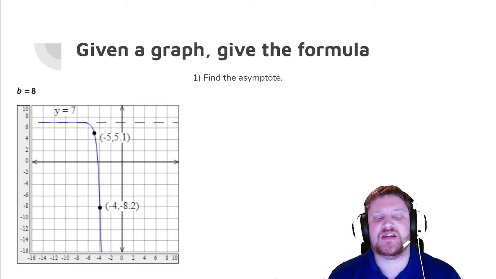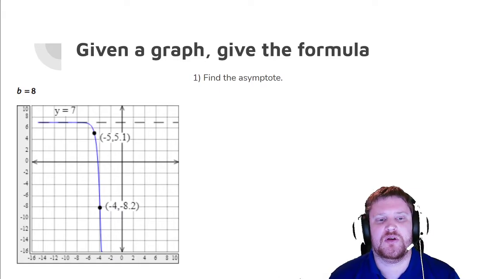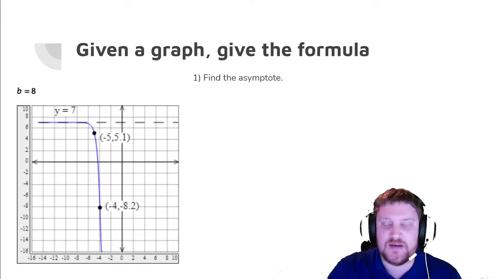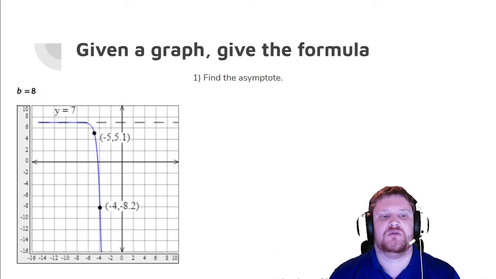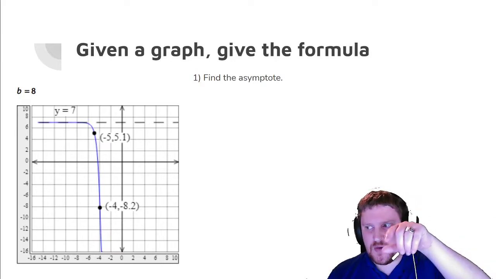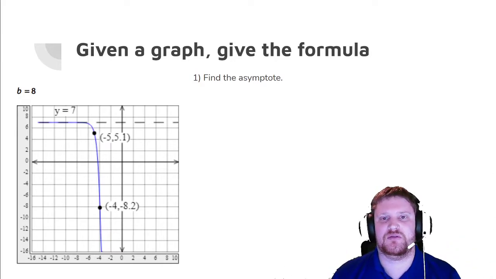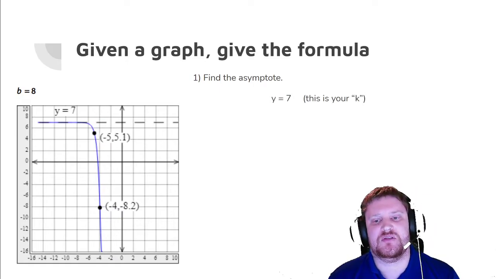After you notice that they've given you B, you're going to find the asymptote. In this case, they've even drawn it. Where is that horizontal dashed line? Well, they've not only drawn the horizontal dashed line, they've actually said y equals 7. So y equals 7. 7 is your k.